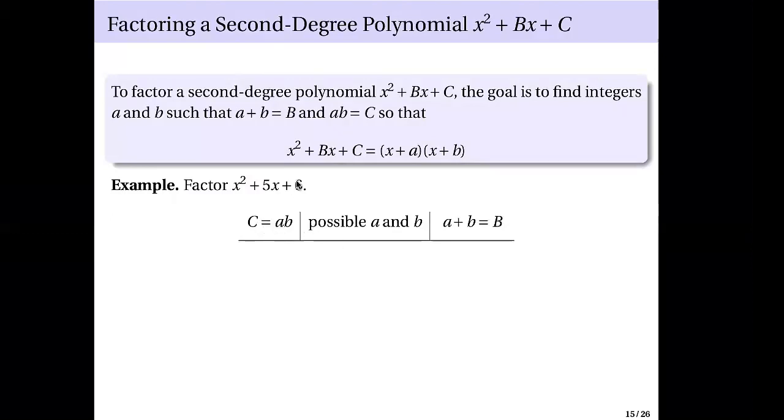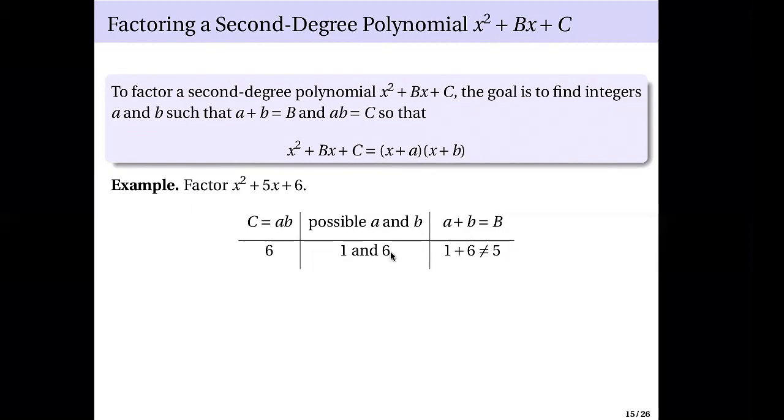So your C must be equal to the product ab. So you can list down possible values of a and b. And once you have those possible values for a and b, you now check, is a plus b equal to capital B? Okay? So your C is always 6. So what are the possible factors of C? It could be 1 and 6. Your a equals 1, your b equals 6.